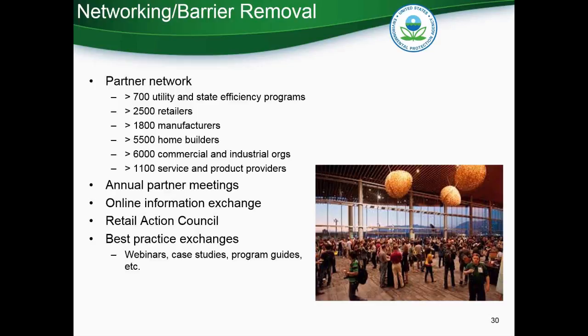And so when I talk about this networking opportunity, because we have partnerships with so many different kinds of entities across the country, really we're able to tap into their strengths, their resources, their perspectives on how to go to market. So, in addition to the utility and state efficiency programs, we work with 2,500 retailers, 1,800 manufacturers, nearly 6,000 home builders and commercial and industrial organizations, and lots of service and product providers throughout the nation. We have different ways that we facilitate partner networking, but one is annual partner meetings. So we have those for new homes and for products, and it brings all the folks together at the same time to network and discuss program strategies.